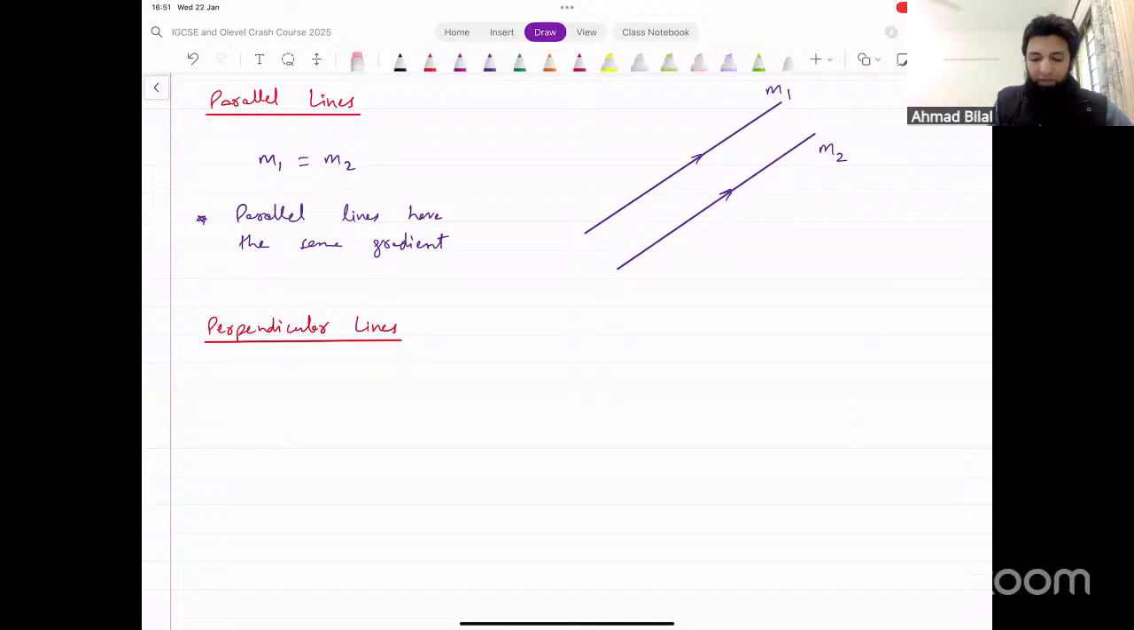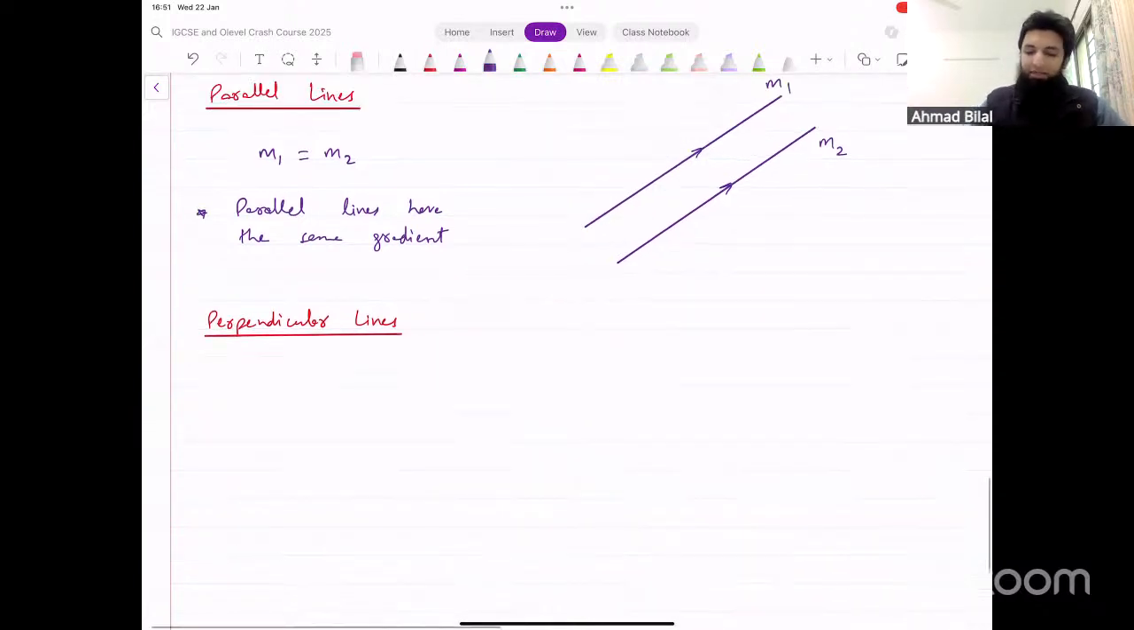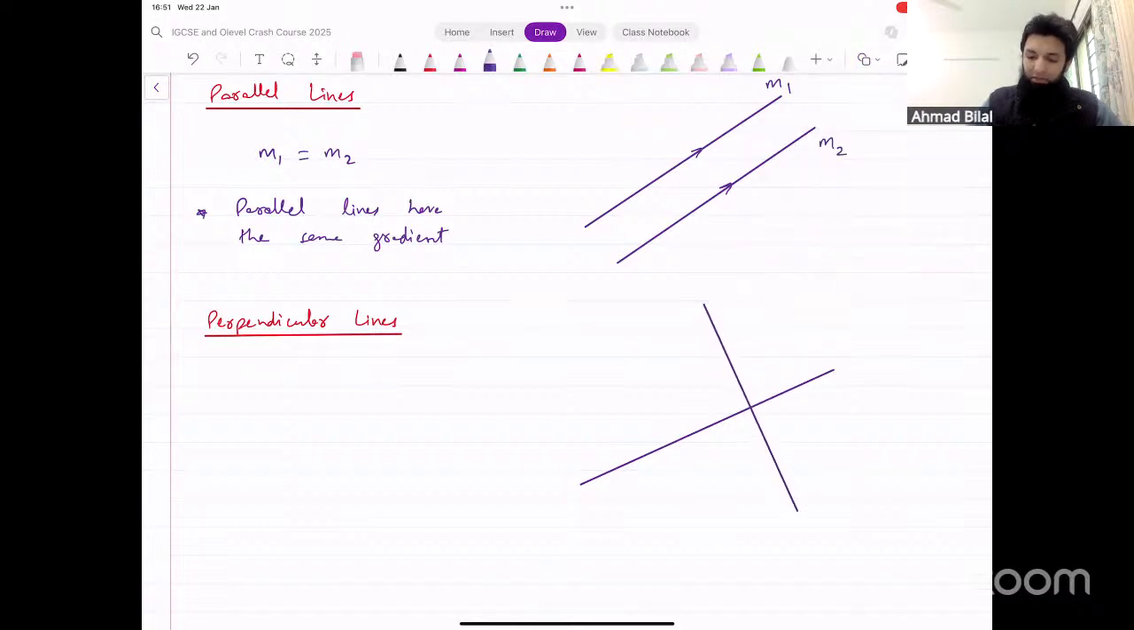Now, what are perpendicular lines? Perpendicular lines are lines that make 90 degrees with each other. Okay, so let's say I have a line like this, and I have another line like this. Now, if the angle is 90 degrees here, that means these lines are perpendicular.